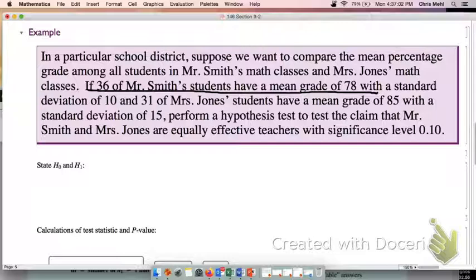Let me highlight that, it might be better. So that in yellow would be my first sample. My first population would be all of the students in Mr. Smith's class, and mu sub 1 would be the mean grade of all students. And let me switch colors here, maybe to a light blue.